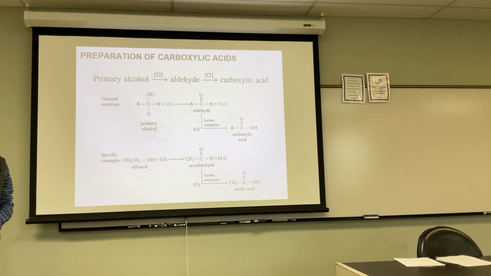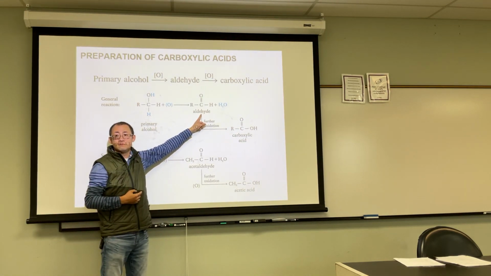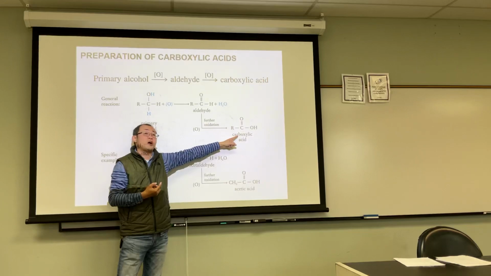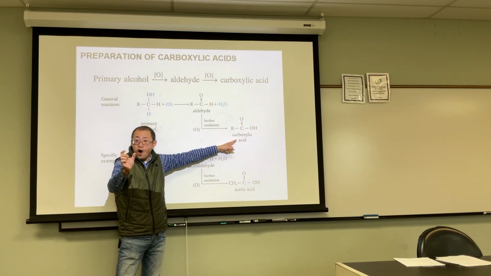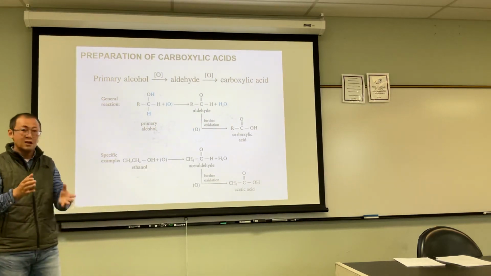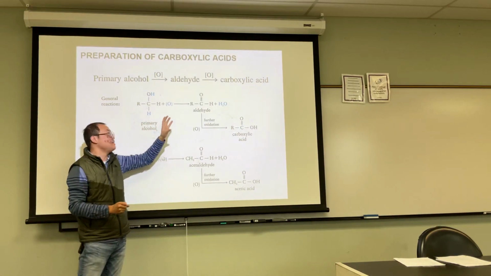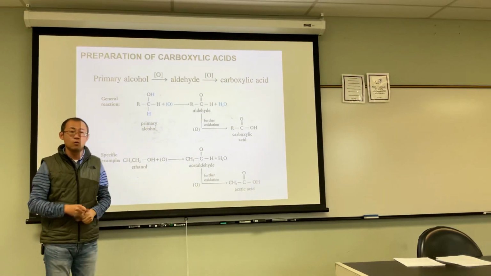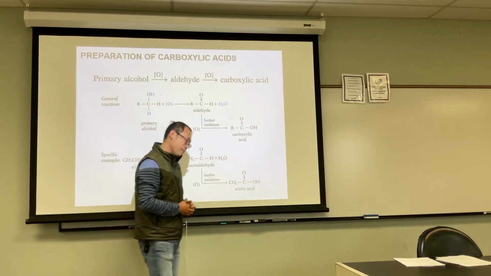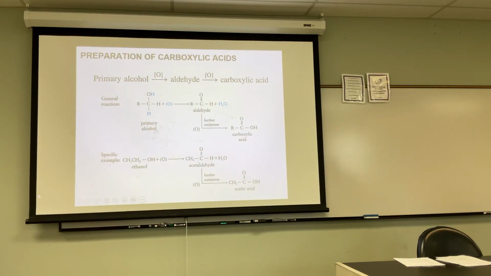And in most cases, the reaction won't even stop at the aldehyde stage. If you use a strong oxidizing agent and oxidize a primary alcohol, what you will get is just carboxylic acid. It's actually harder to stop at the aldehyde stage unless you have a selective reagent that can stop there, because an aldehyde is actually easier to oxidize than the alcohol. So once you get the aldehyde, it's further oxidized automatically into a carboxylic acid. All right, so that's how we can prepare a carboxylic acid.